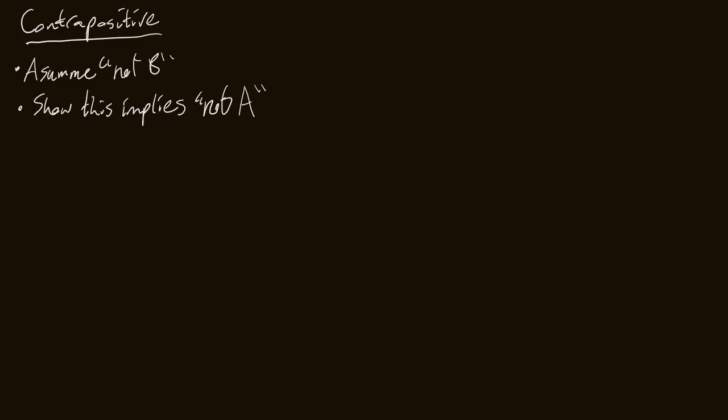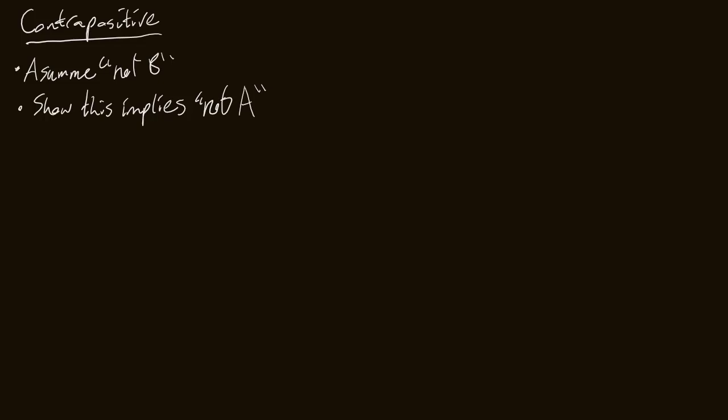All right, today we're learning a new proof technique. Today we're going to talk about the contrapositive. And as you can see, I already have this written out. What we're going to do is pretty direct. We assume not B and show that this implies not A. So if we have a statement of the form if A, then B, it's logically equivalent to prove if not B, then not A.